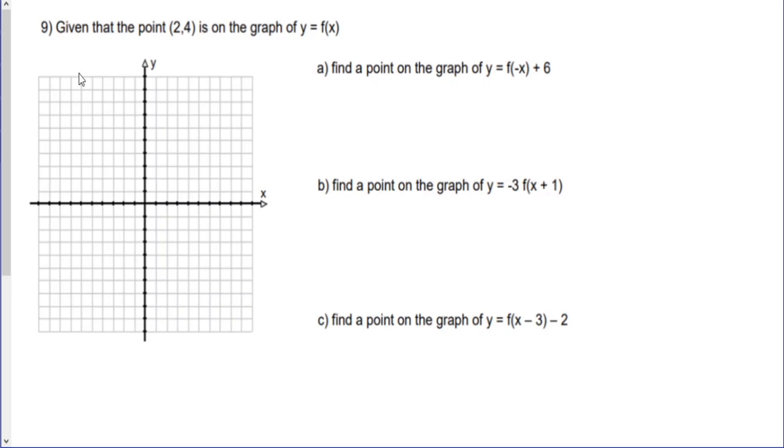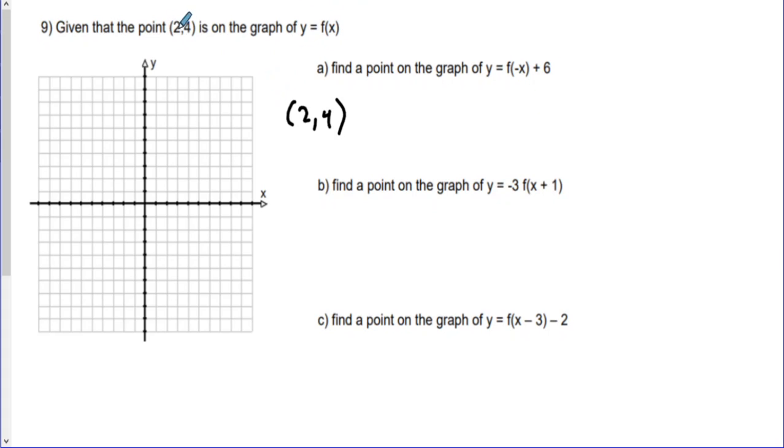All right, let's do this. Okay, so this is the problem where we're going to do something similar to what we did on those first 4, except we're just going to take the one point, 2 comma 4, and we're going to transform just this one point. Okay, I'm not going to even put it on the graph. We don't need to do that part. Okay, so it says find a point on the graph of this thing.